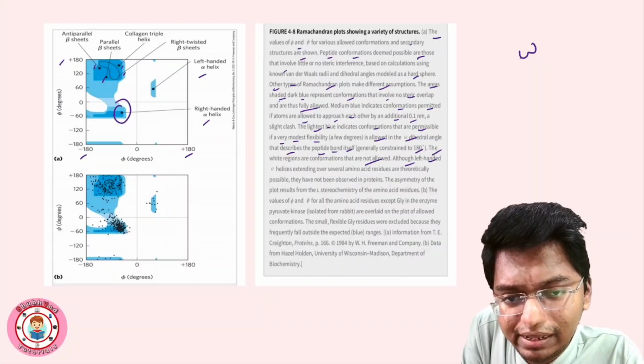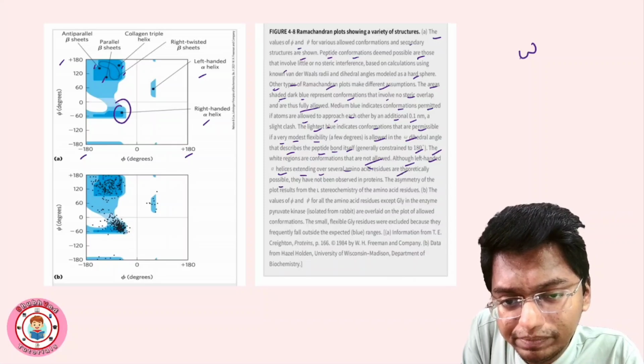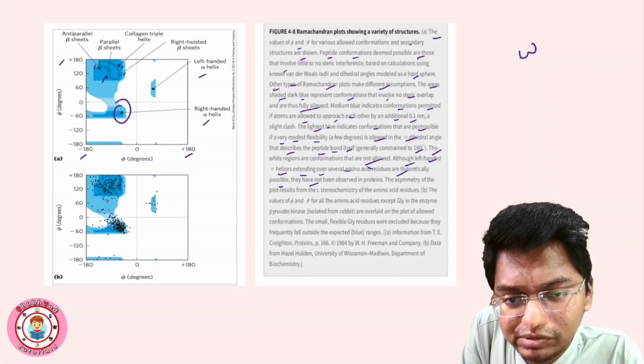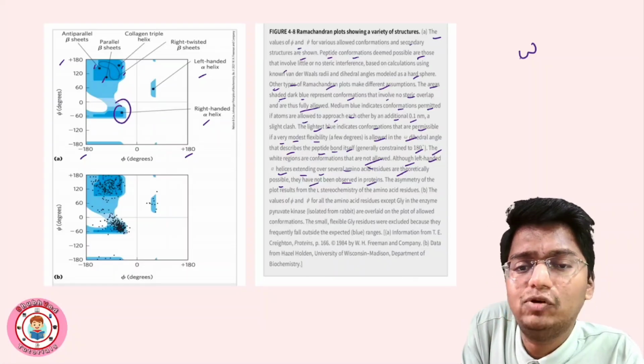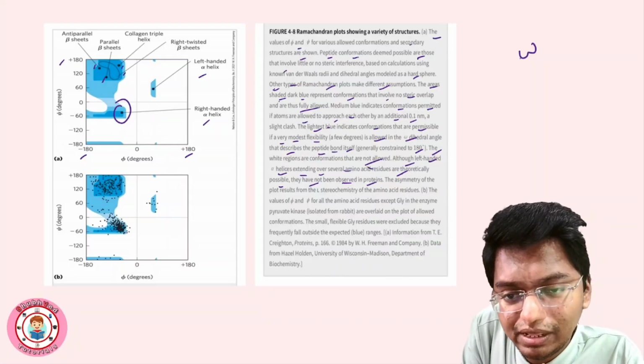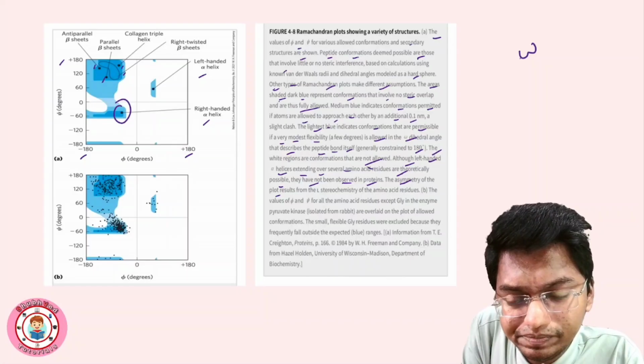Although left-handed alpha helices extending over several amino acid residues are theoretically possible, they have not been observed in proteins. As I told you, the left-handed one is theoretically possible, but we do not see it in proteins. The asymmetry of the plot results from the L stereochemistry of amino acid residues.